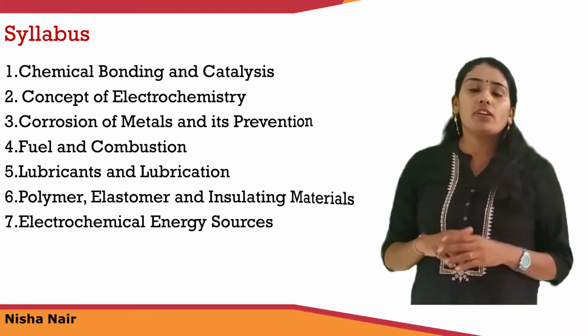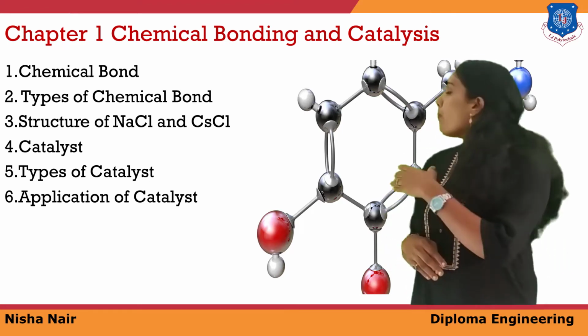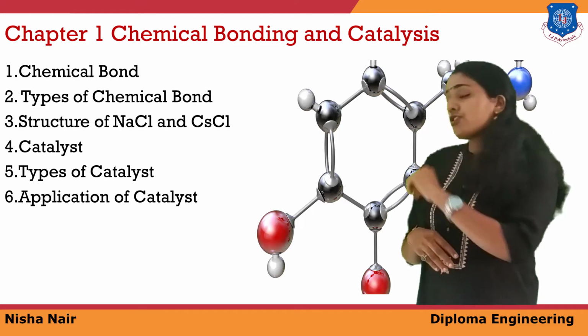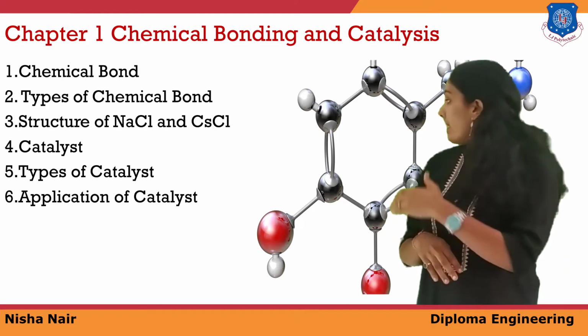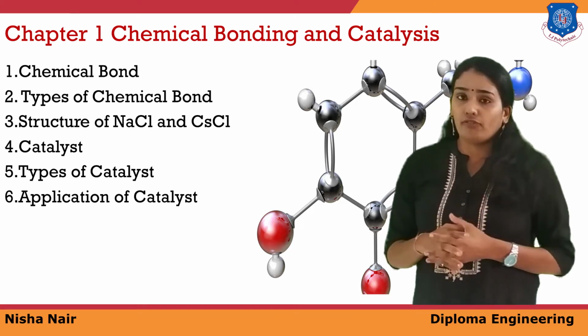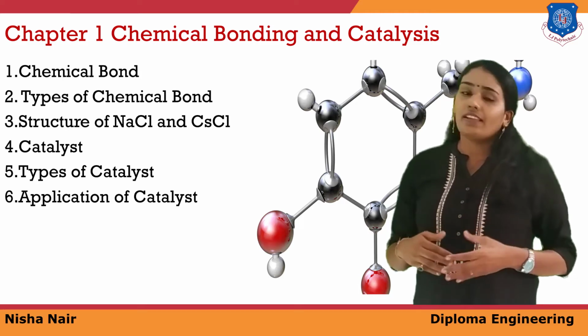First chapter is about chemical bonding and catalysis, in which you are going to learn about what is chemical bond, types of chemical bonds, structure of NaCl and cesium chloride, then about catalyst, how catalyst is classified and application of catalyst. As we know, catalyst is used to increase the rate of reaction.